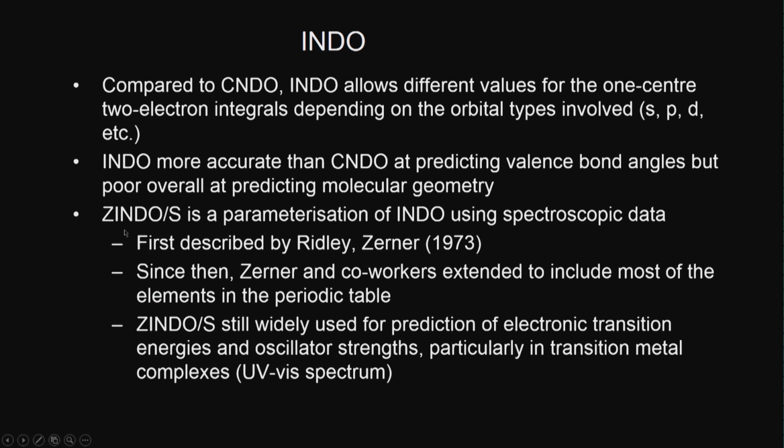Then came ZINDO/S. This is a parameterization of INDO using spectroscopic data. It was first described in 1973 by Zerner. Then they went on extending it to include most of the elements in the periodic table. ZINDO/S is still widely used for prediction of electronic transition energies, oscillator strengths, and transition metal complexes. So if you have some metals, we can think about using ZINDO/S.